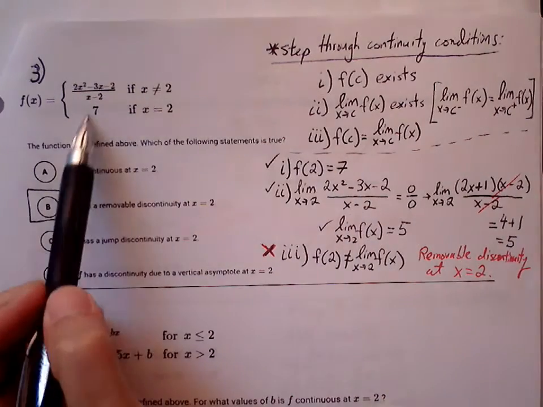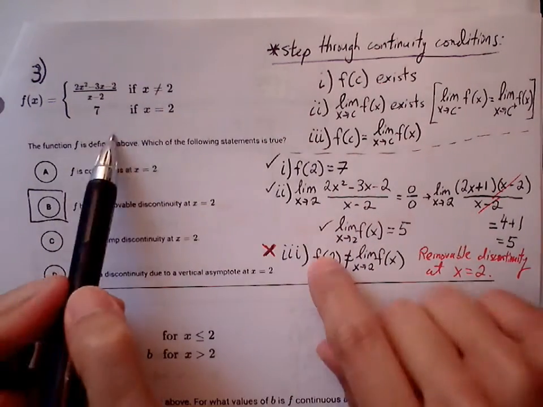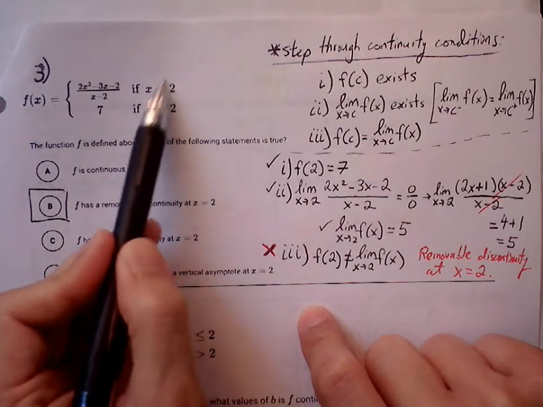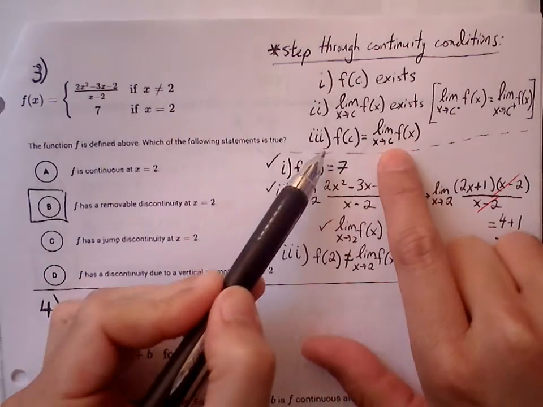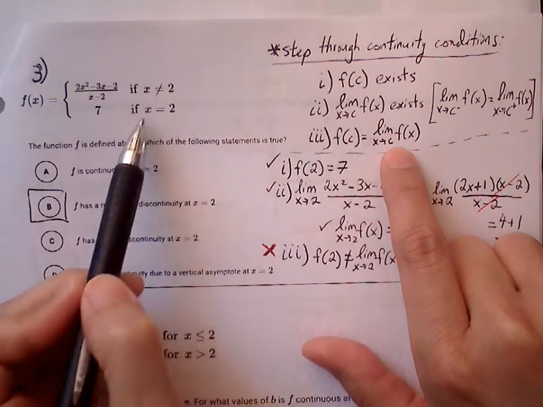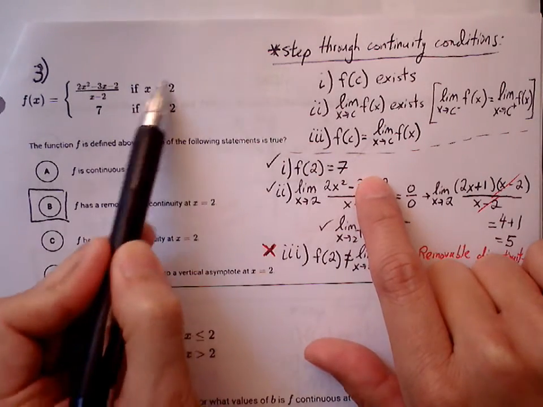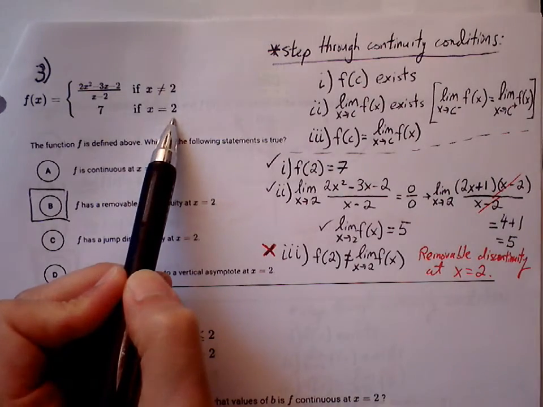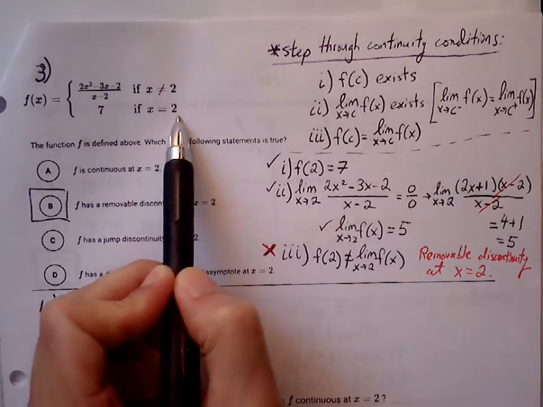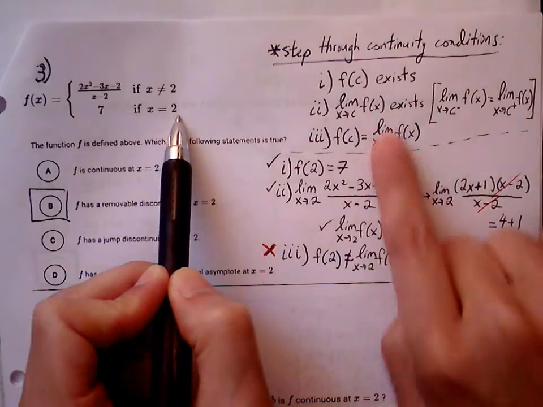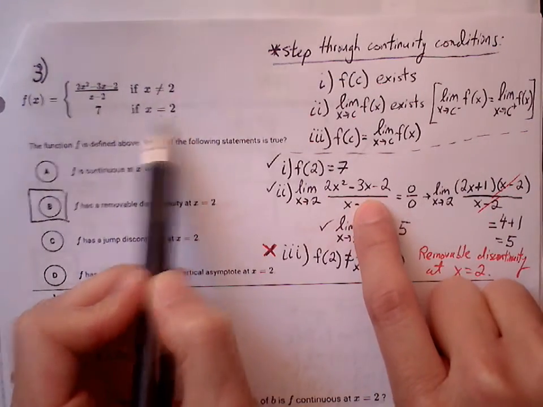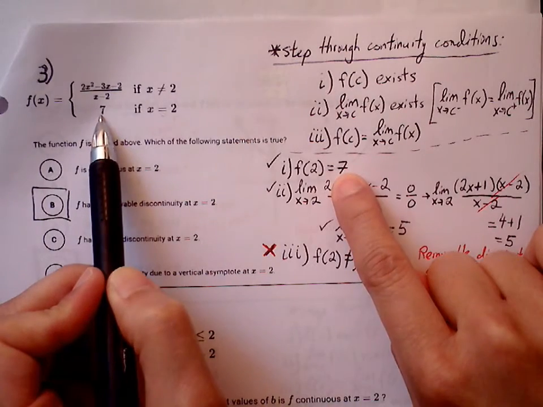All right, so let's go through our conditions here. Our c value is 2. Whenever we're concerned about where our c value is, we just look to see what point this problem is centered around. So we're talking about 2 here. First condition, does the point exist? f of 2 is equal to 7. So the first condition passes.